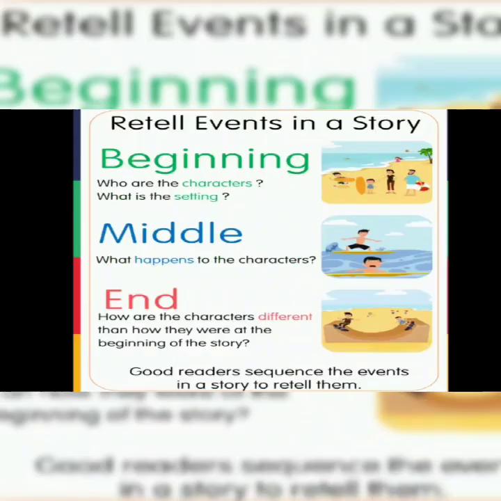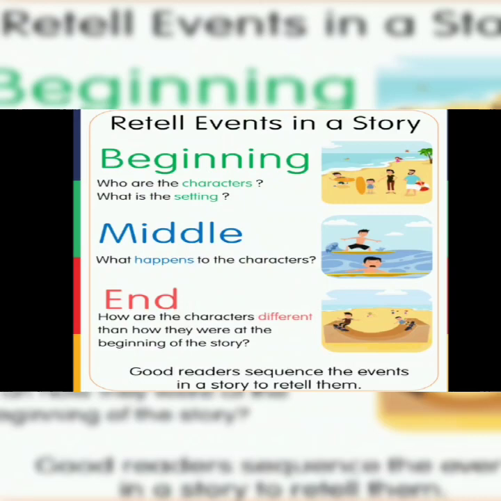In the earlier video during the classes, I told you that there are 3 events in the story and you have to sequence your story in this form. Good readers sequence the events in a story to retell them. So you were to write the beginning, the middle and the end section, in sequence. The question was, list the major events of the story in a sequence.